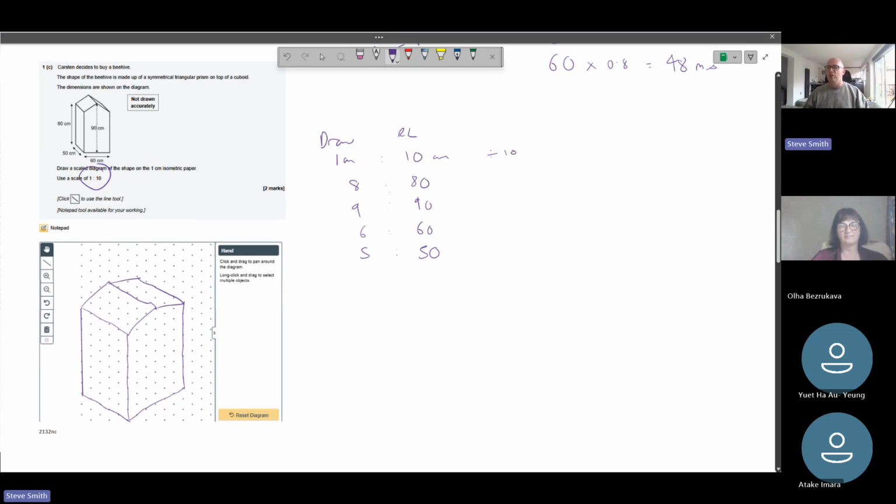Oh, it looked a bit like I've got a squashed roof. Okay, so obviously all lines will be straight. It doesn't say label it. So once you've done your drawing, that's your 2 marks.